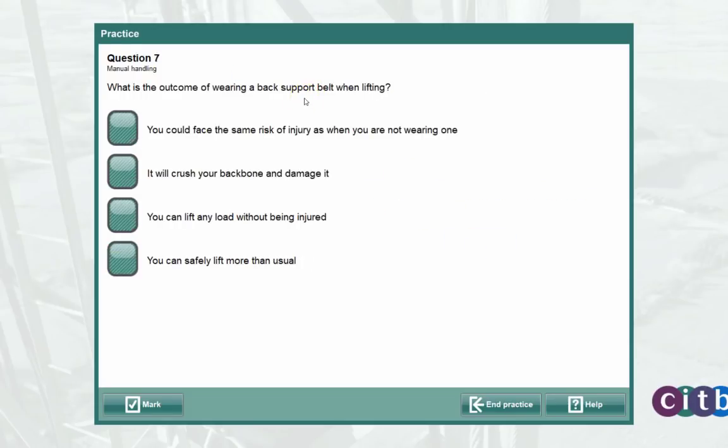What is the outcome of wearing a back support belt when lifting? You could face the same risk of injury as when you are not wearing one. It will crush your backbone and damage it. You can lift any load without being injured. You can safely lift more than usual.